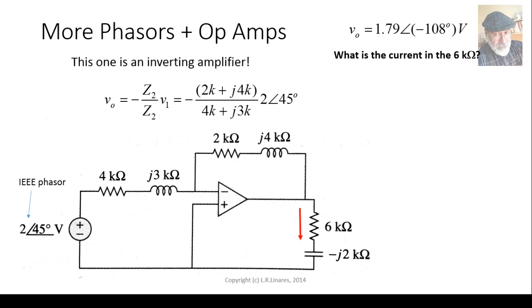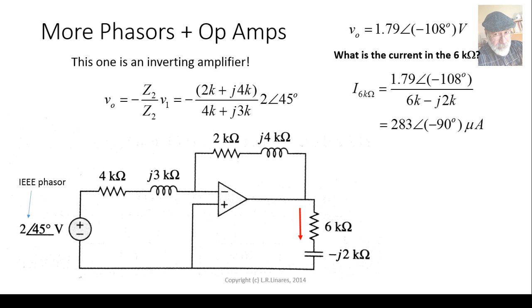What is the current in the 6 kilo ohm resistor? Divide that voltage V0 by the impedance of the load, 6k minus j2 kilo ohms. That current is 283 microamps at negative 90 degrees. Why did we want that? Oh, so we could square the RMS value of that current, 283 microamps, and multiply that times 6 kilo ohms, the resistor. That's how we find that the active power in that 6 kilo ohm load resistor is 480 microwatts.